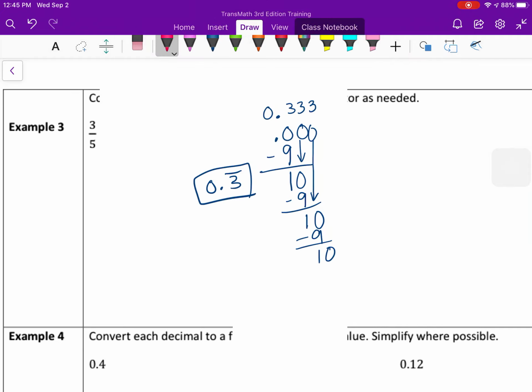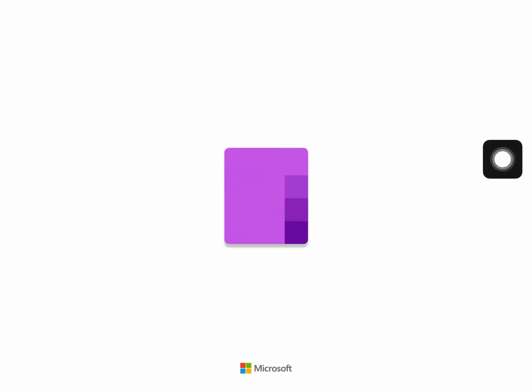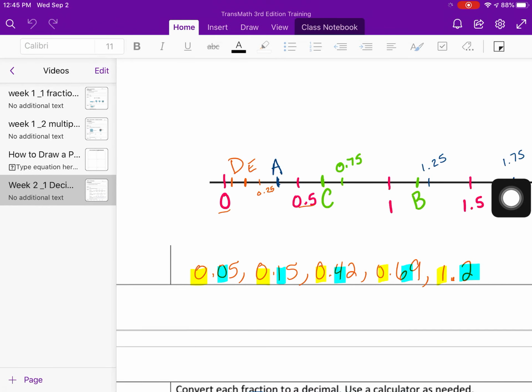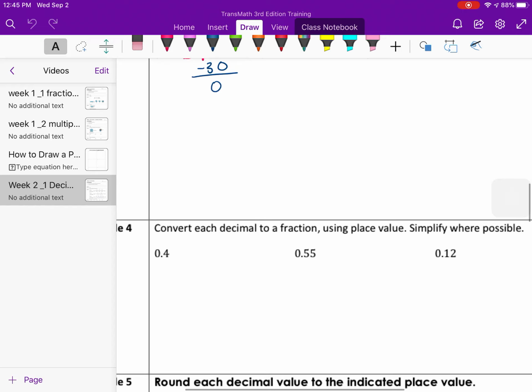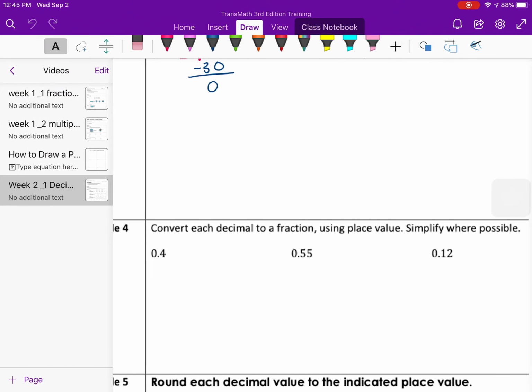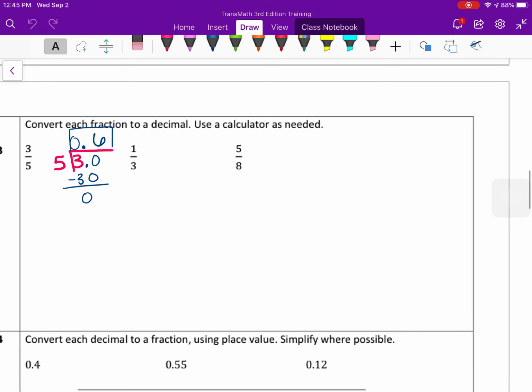So 5/8 then. So 5. Uh-oh, it's freezing up on me. Sorry about that. Five divided by 8. There we go.